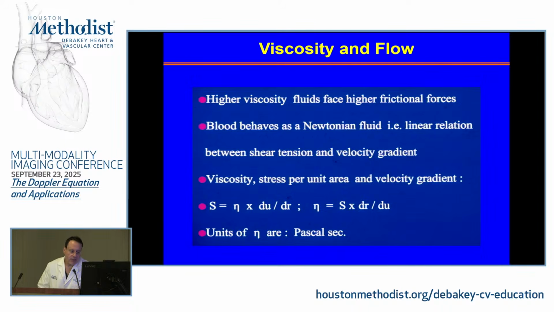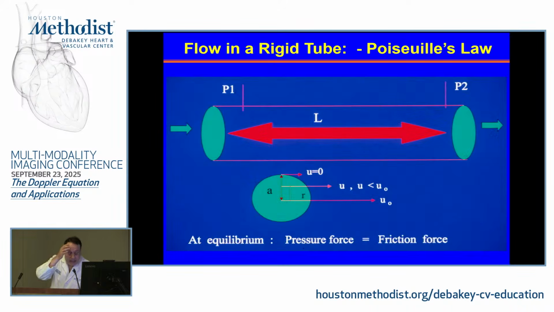That will give you the units of Pascal second. This is Pascal, and this translates to second. So that's the unit of viscosity. Now let us take a look at what are the factors that affect flow in pure physical terms, if you would. And then we will see how we modify these terms to be applicable to flow in a blood vessel.